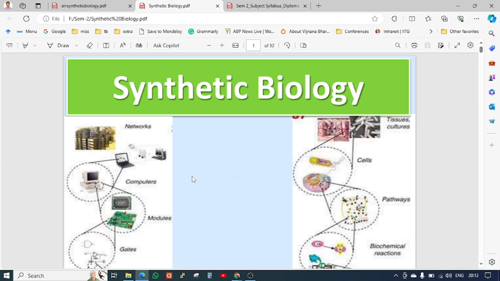So synthetic biology is the new term, also called genetic engineering, where you can use or modify genes along with different procedures. So let's start with what synthetic biology is and how it can be applied nowadays.